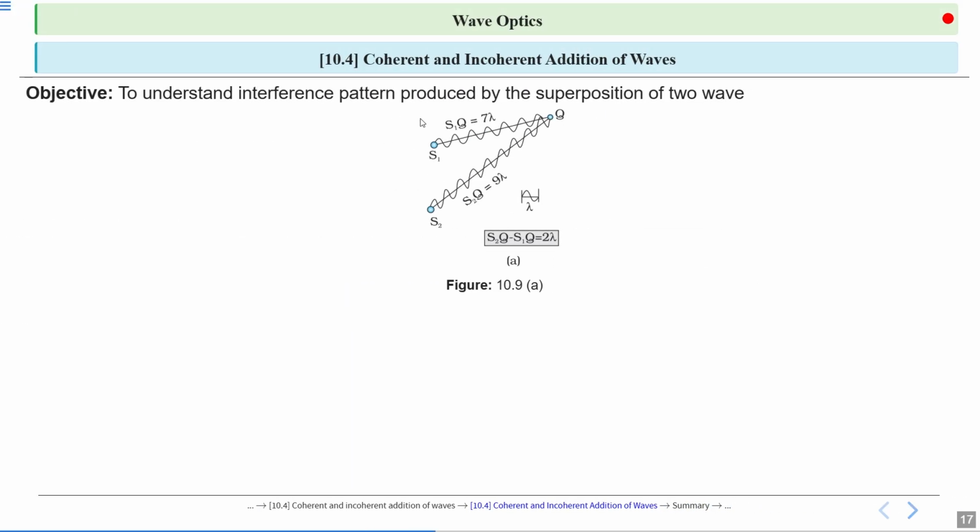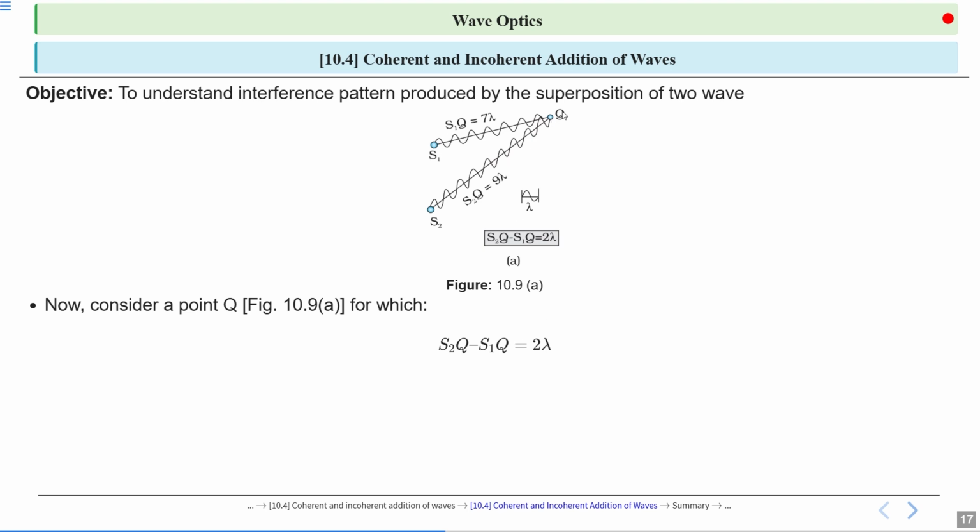Now we will understand the interference pattern produced by superposition of waves. So now you can consider any point Q. The distance from the S1 source is S1Q and the distance from the S2 source is S2Q. Now consider a point Q as represented by figure 10.9a, for which S2Q minus S1Q equals 2 lambda.